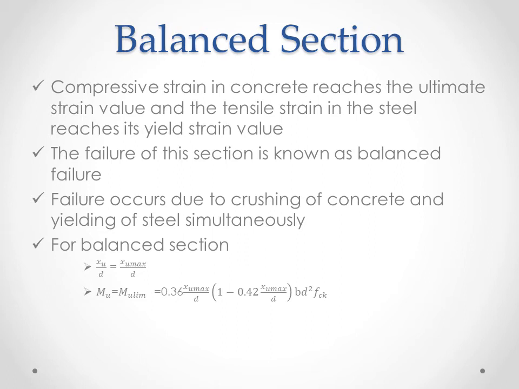So we'll be using 0.36 XU max by D into 1 minus 0.42 XU max by D, BD square FCK. This is the equation of the compressive force of the moment of resistance, like I mentioned before, and this equation will be used in the balanced section. And for Mu and Mu limit, the values will be same.